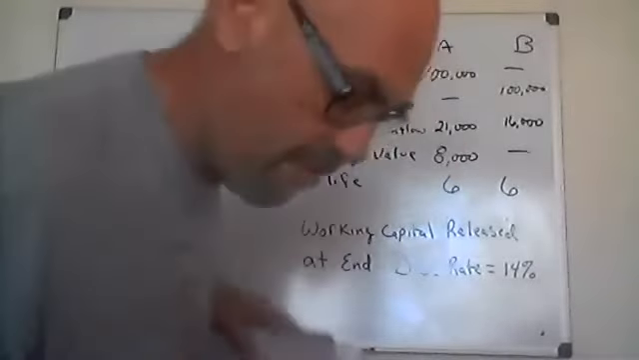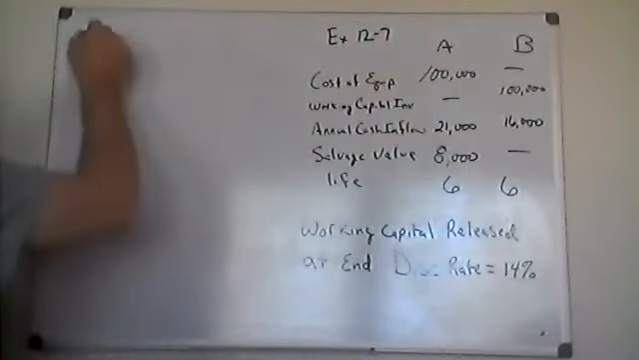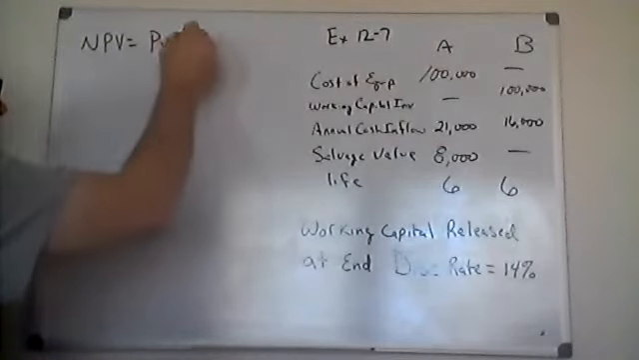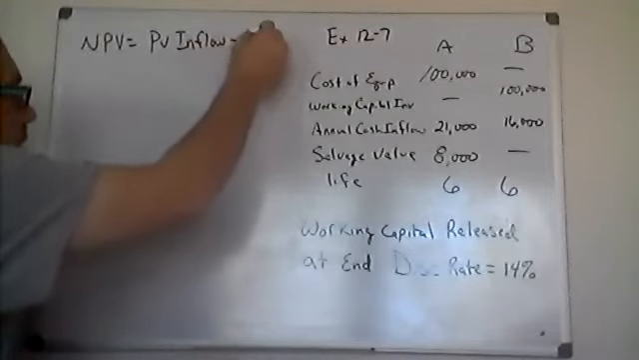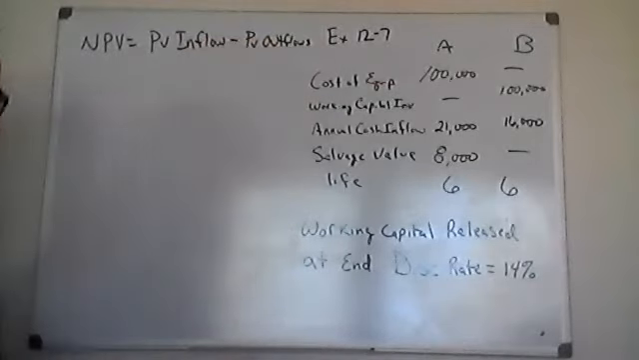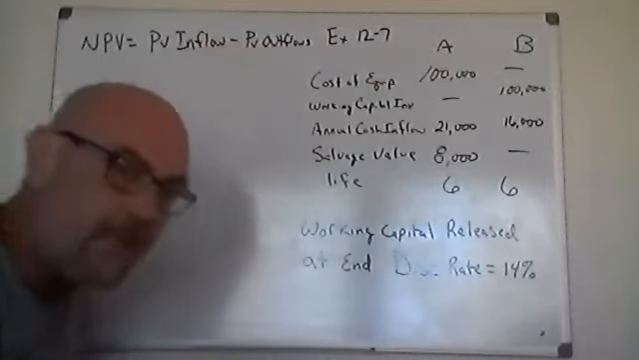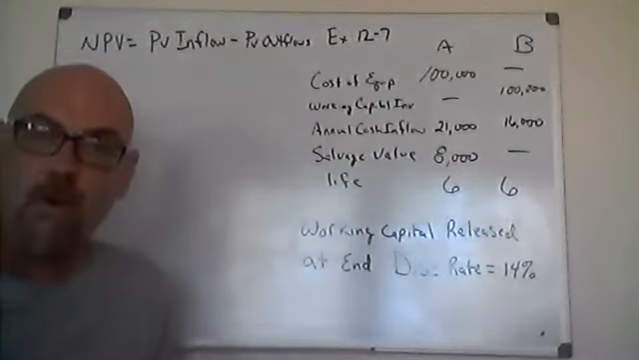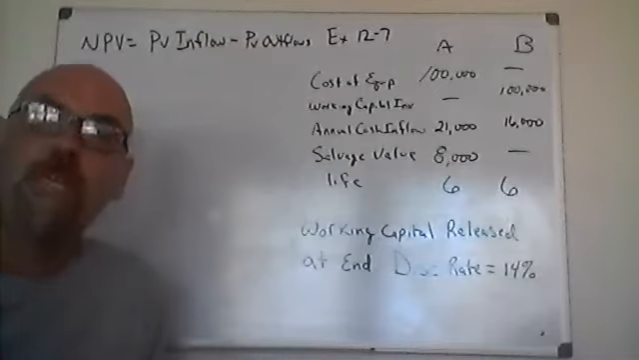If you remember from our last video, net present value is the present value of all the inflows minus the present value of the outflows. If you're just looking at a project by itself, you want a net present value to be zero or higher, a positive number all the way down to zero. Because if you remember, we are using a discount rate.